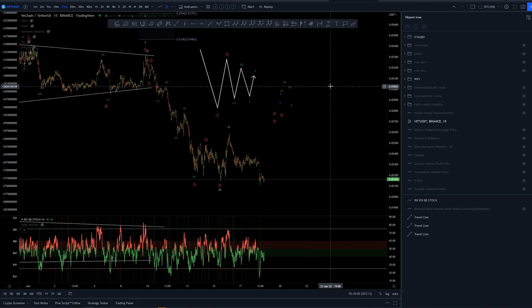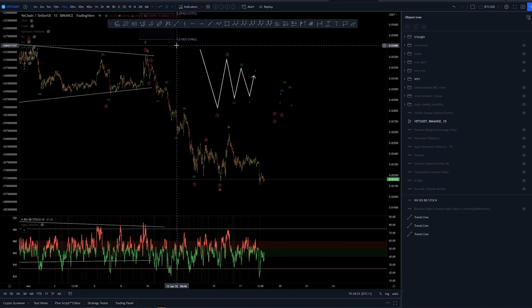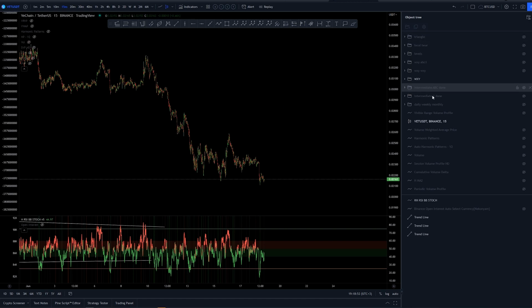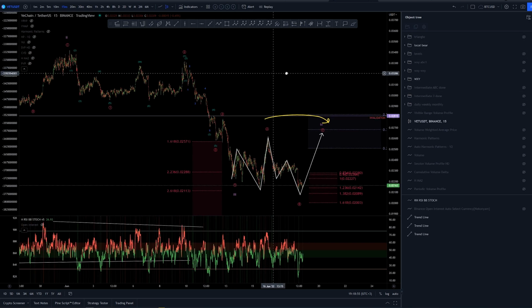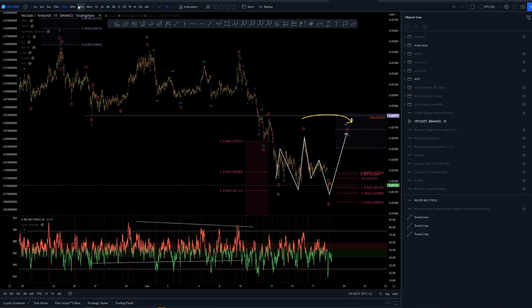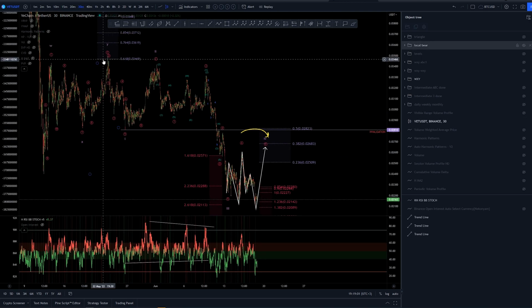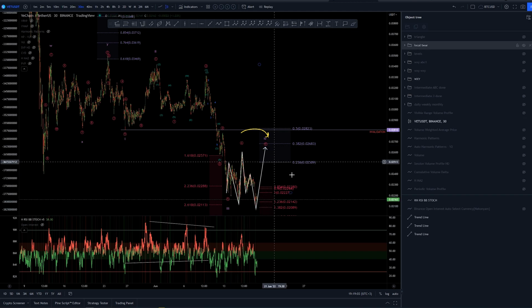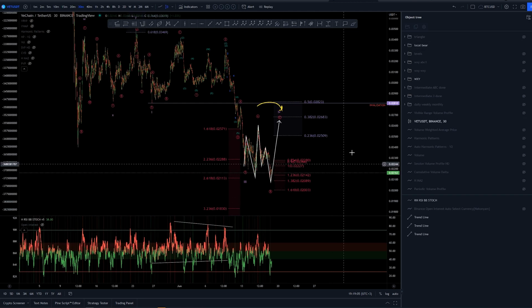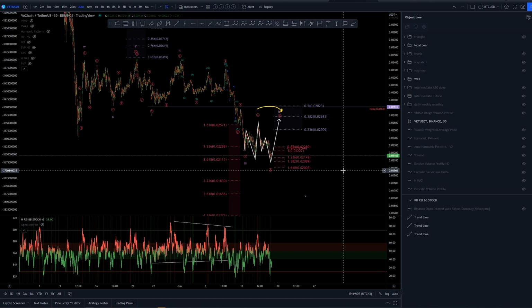So as you can see, we can manipulate all the counts as we wish, but again, it is not going to be very likely that this is the case. So currently my bias is still lying with this one, where we have the wave WXY ending here, and 1, 2, 3, looking for wave 4, and then 5 to come. And that is my bias and my analysis for VET for today.